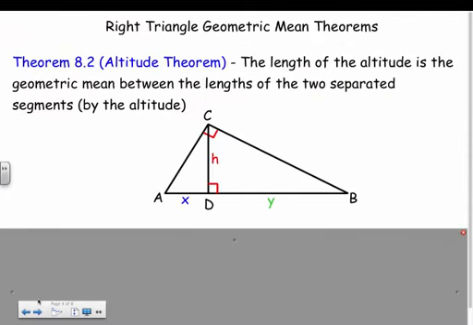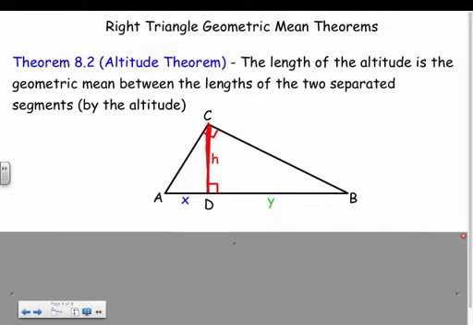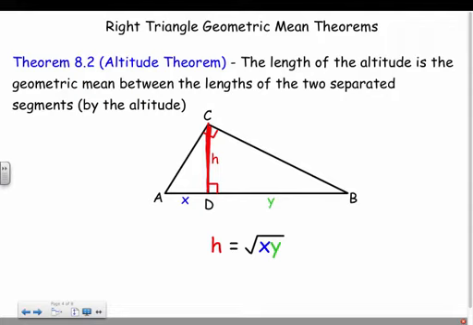The other theorem that we're going to use is our geometric mean theorem, our altitude theorem. So the length of the altitude is the geometric mean between the lengths of the two separated segments. So here's an altitude called H, and it splits that hypotenuse into two segments, X and Y. To find H, I just take the geometric mean between X and Y. And how do I do the geometric mean? I multiply them, and I take the square root. So to find that altitude, I would just take the square root of x times y. And we're going to use that here shortly.